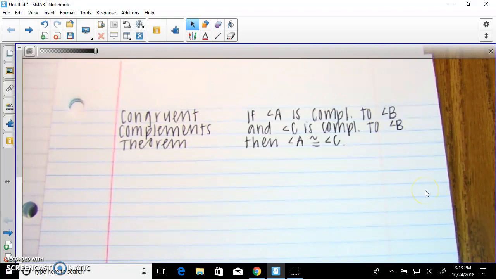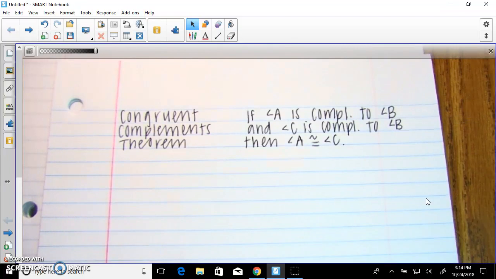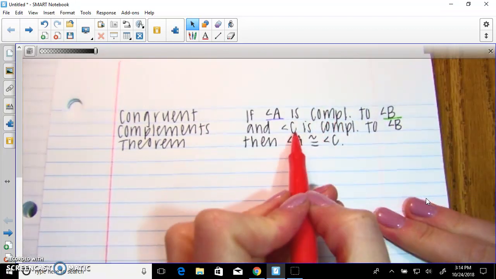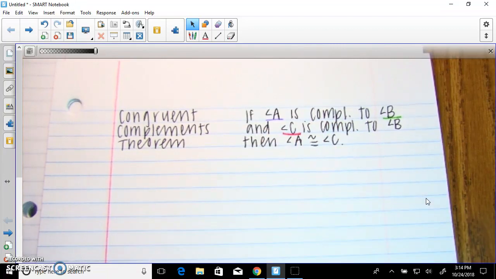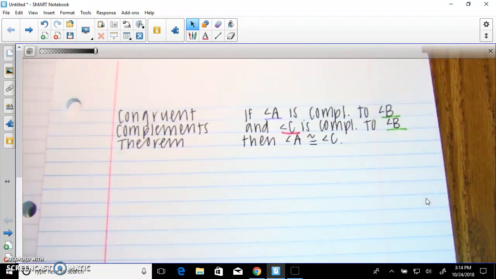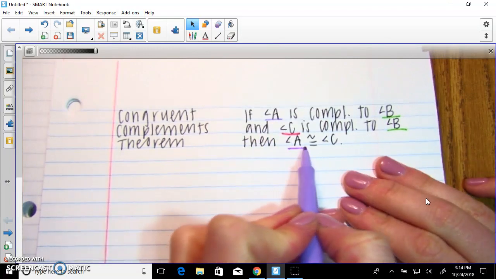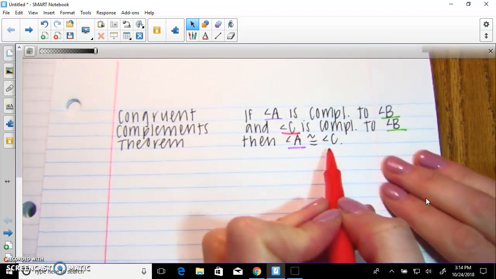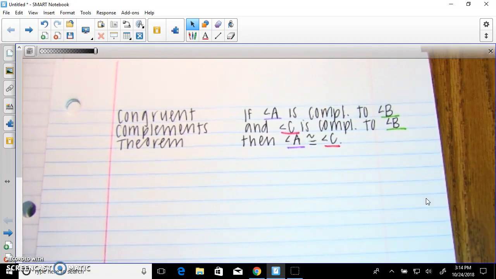Our second to last one is called the congruent complements theorem. And it's kind of strange, but here's what it says. It says if angle A is complementary to angle B, so we have angle A complementary to a totally different angle B, okay? And angle C is also complementary to angle B, then angle A is congruent to angle C. Okay. So that's our congruent complements theorem.